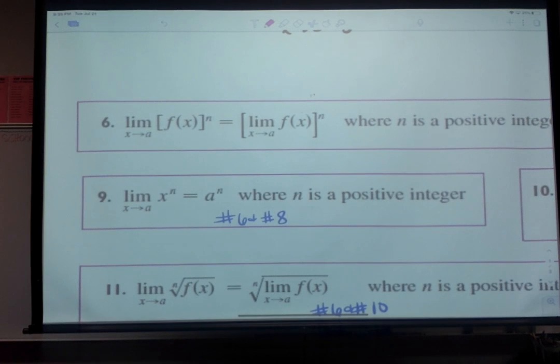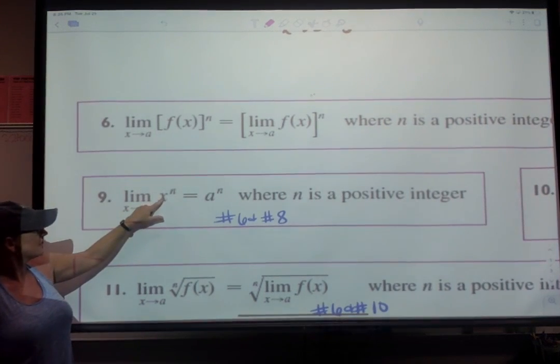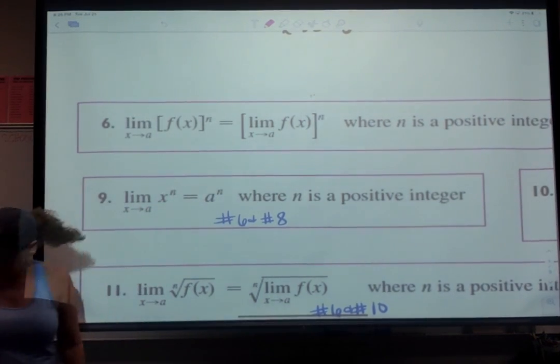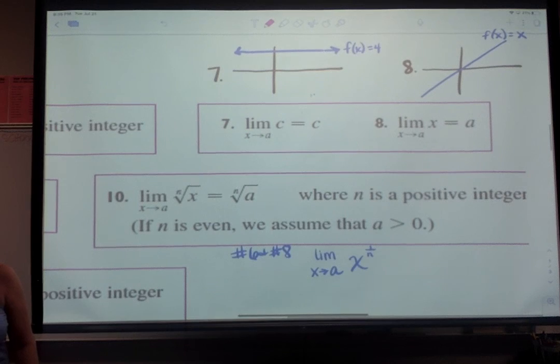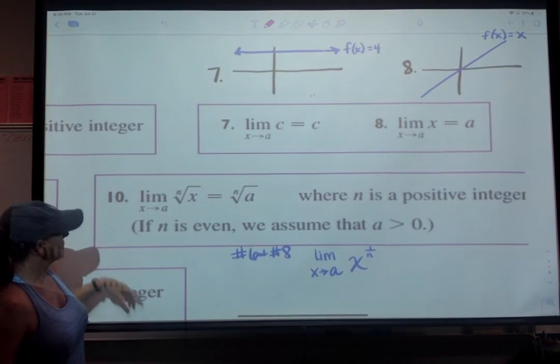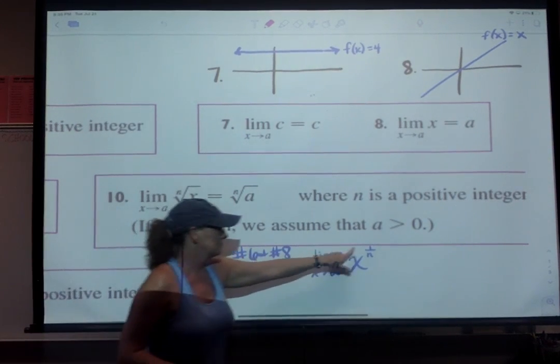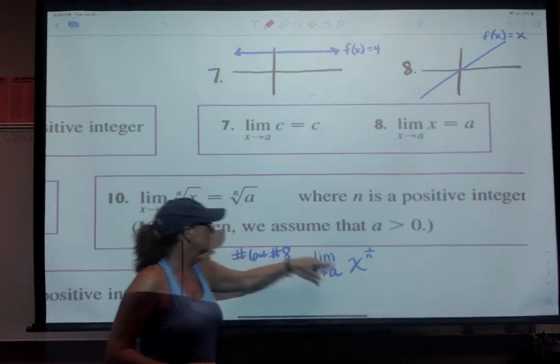Number 9, this is really a combination of number 6 and number 8. With the whole power thing, number 6, and with the whole limit of x thing, number 8. Number 10. This is a combination of 6 and 8, but with 6, we're using a fractional exponent. That's what gives us a root.